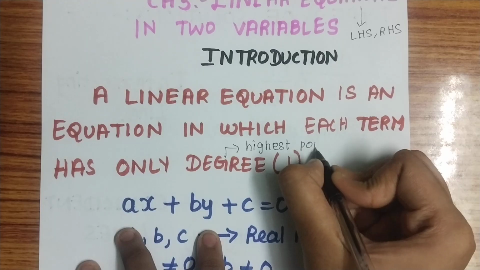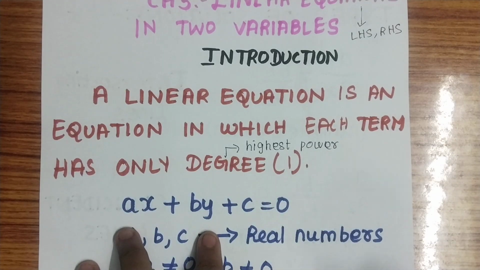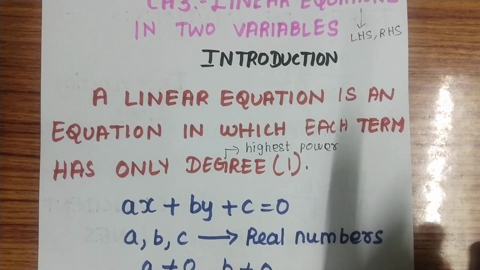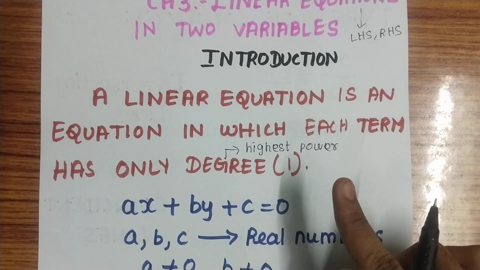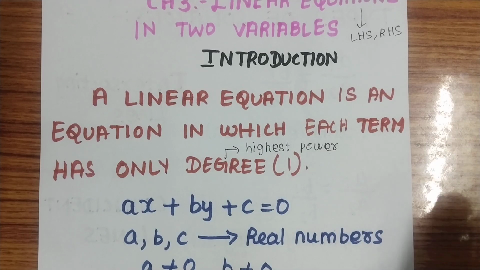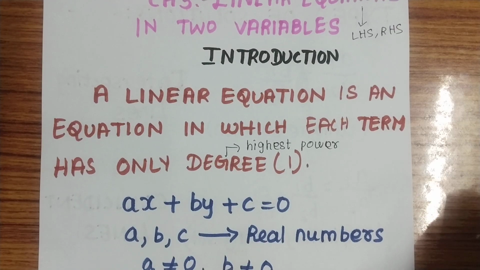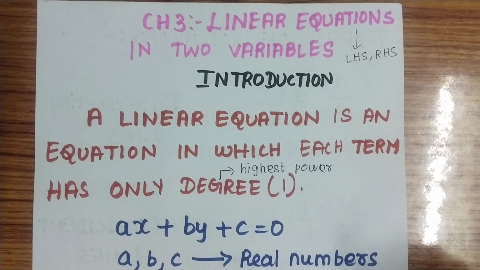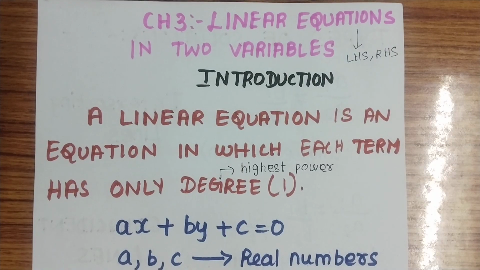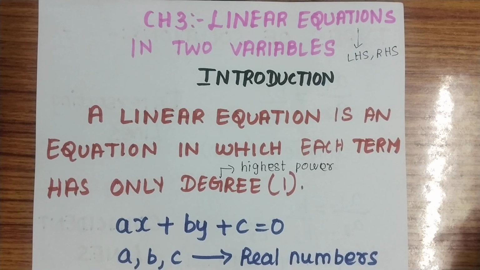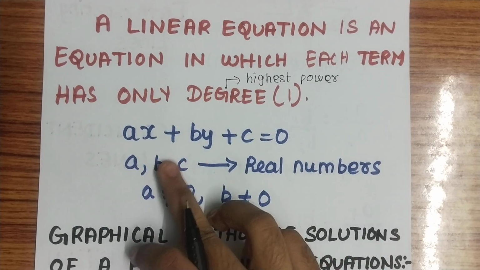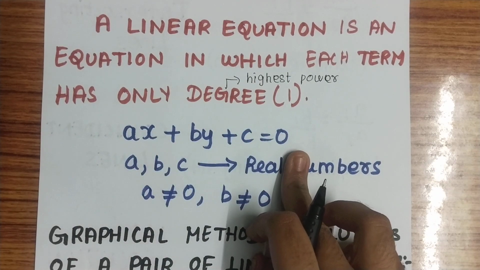of the variable. So a linear equation is an equation in which each term has only degree 1, which is, the highest power is 1 for all the variables in the equation. So linear equation in two variables is the equation which has two variables, and its degree is 1. The general format for a linear equation is ax plus by plus c is equal to 0.